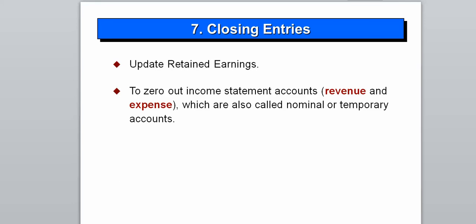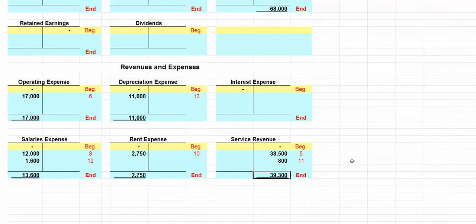Let's go ahead and take a look at our closing entries. Currently, service revenue has a credit balance of $39,300. To zero that out, we need a $39,300 debit to service revenue. Well, if we debit service revenue, we need to credit something else. And that something else is going to be retained earnings in the amount of $39,300.